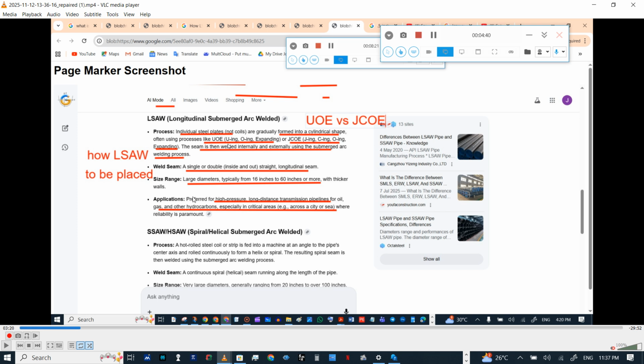or more, with thicker walls, and applications are for high pressure, long distance transmission lines, oil and gas, other hydrocarbons, and especially critical areas like across a city or sea, etc.